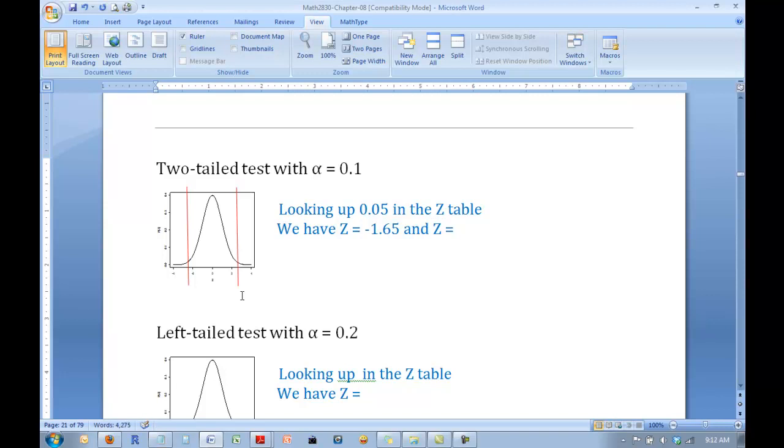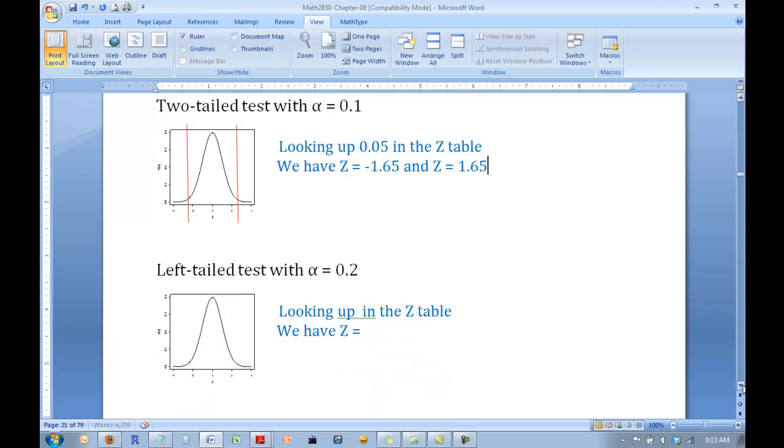And since the distribution is symmetric, that's going to just be the positive of that. So I'm going to have a z of 1.65 positive on the top. All right, so left-tailed test. For a left-tailed test, I need to put my critical value on the left, and I'm not doing any splitting because all of that alpha is going to be to the left of that.